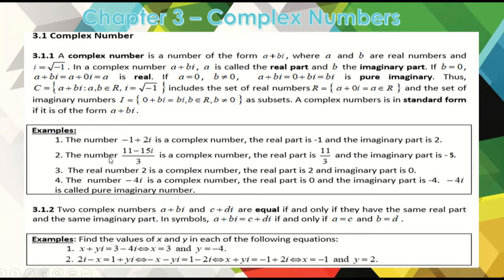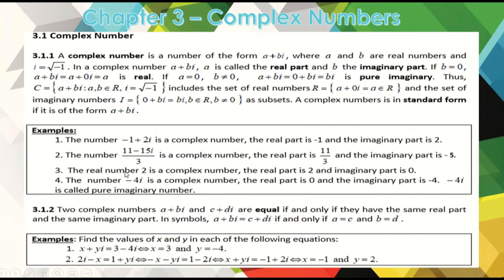Next, the number 11 minus 15i all over 3 is a complex number. The real part is 11 over 3 and the imaginary part is -5. So, ang real part nato kani 11 over 3. Then, the imaginary part is -15 over 3, which is -5. So, that is the imaginary part.